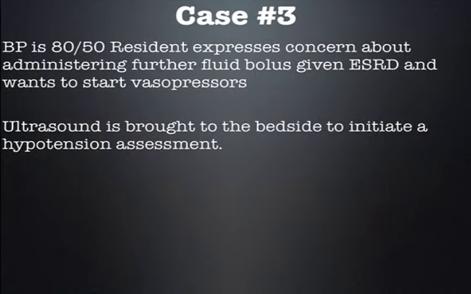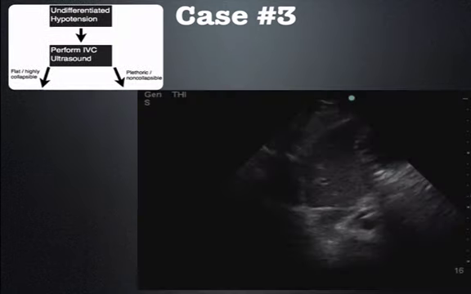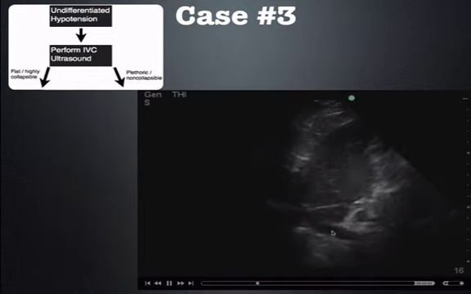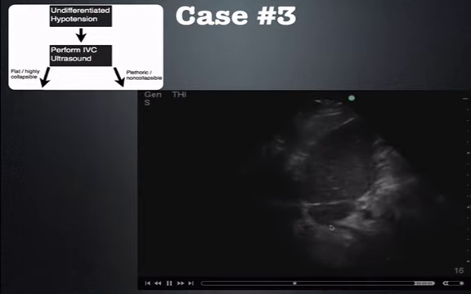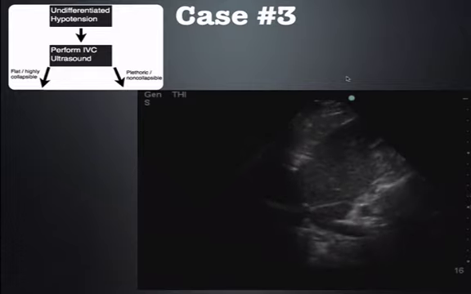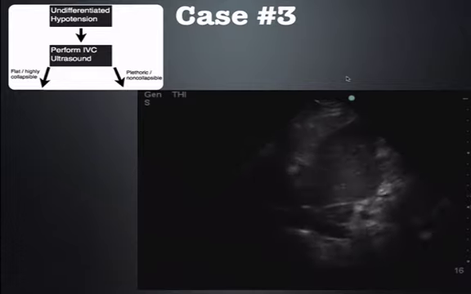Now, after this, the blood pressure was 80/50. And the resident expressed concern about administering further fluid boluses given the end-stage renal disease and wants to start vasopressors. Instead, we went ahead and brought ultrasound just to do a quick hypotension assessment, starting with our ultrasound of the IVC. This is what we saw. Here's our IVC here. You can see that it is thin and 100% collapsible with inhalation. This is interpreted overall as a low volume state.